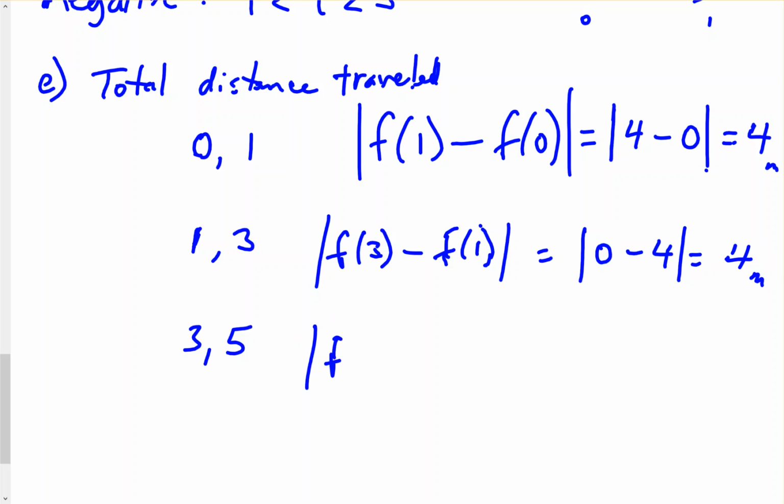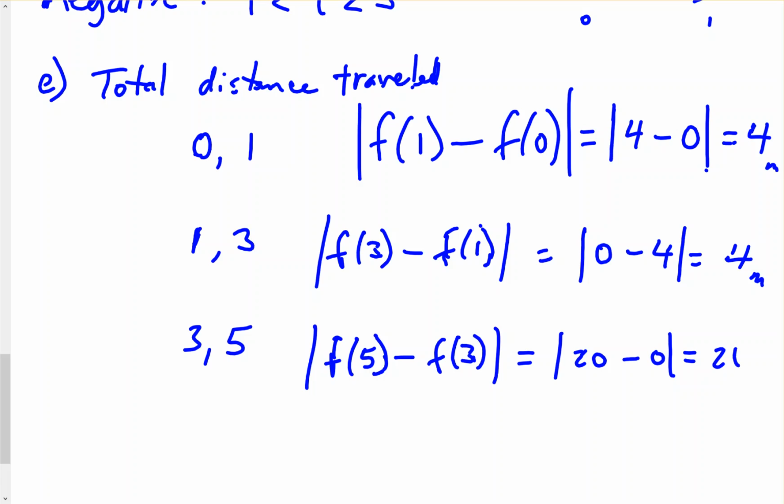And then between 3 and 5, we'll do f of 5 minus f of 3. Okay, f of 5 is 20. F of 3 is 0. So 20. Okay, add it all up. 4 plus 4 plus 20. We get a total of 28 meters.